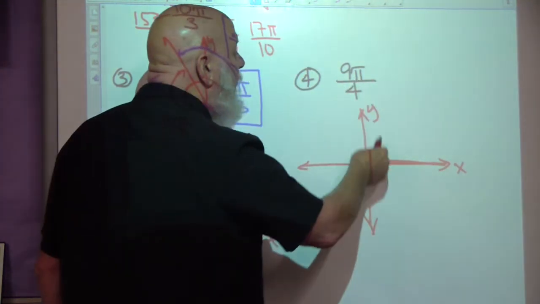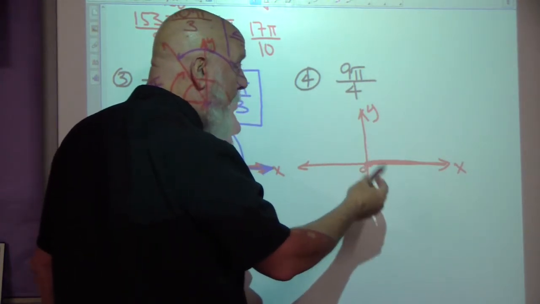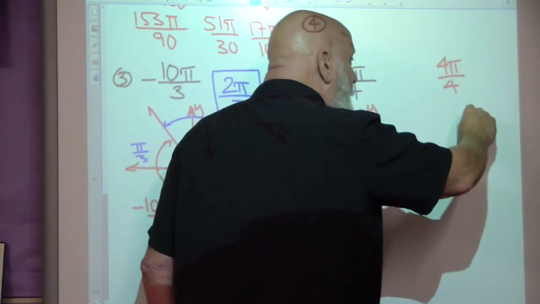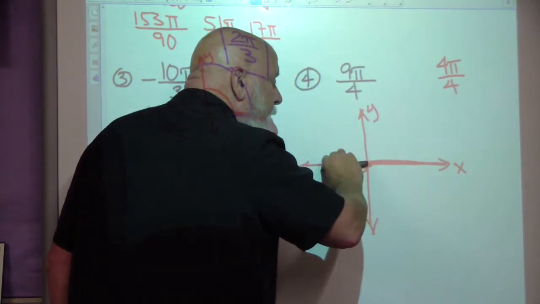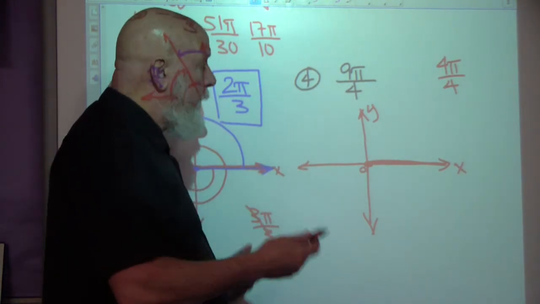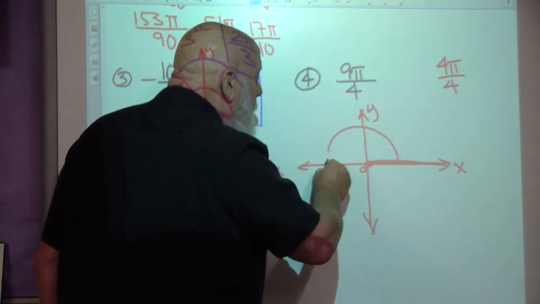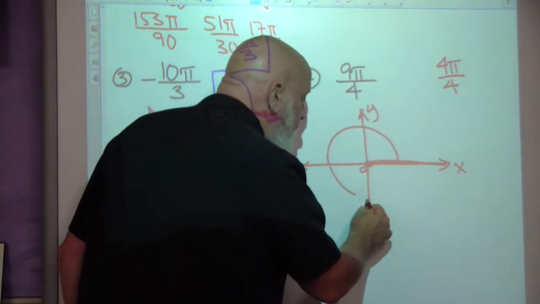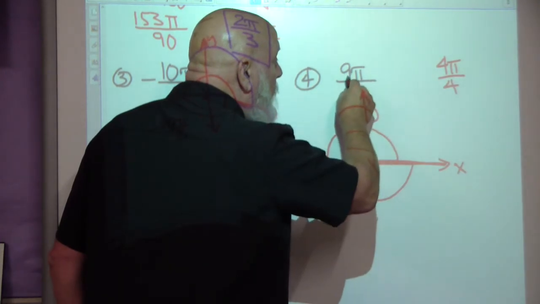I'm going to rotate 9 pi over 4. Well, remember that 4 pi over 4 is pi. If I rotate 4 pi over 4, that's pi radians, which is 180 degrees. Pi radians is 180 degrees, 2 pi radians is 360 degrees. So if I rotate 4 pi over 4, that's pi radians. If I rotate 4 more pi over 4, that takes me to 8 pi over 4, which is 2 pi. I've got to go 1 more pi over 4.